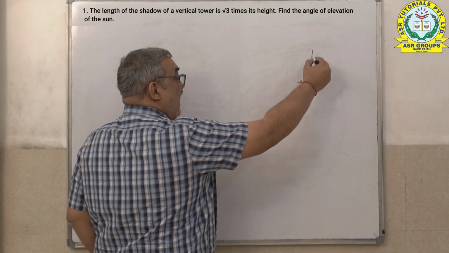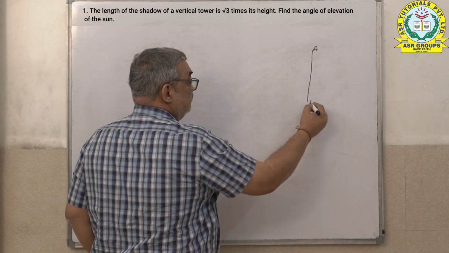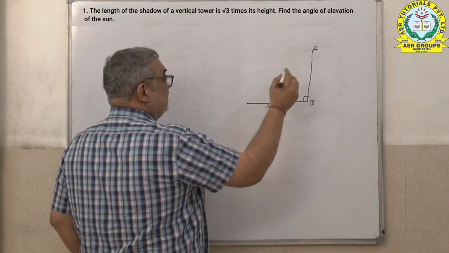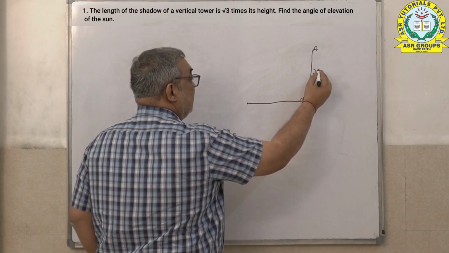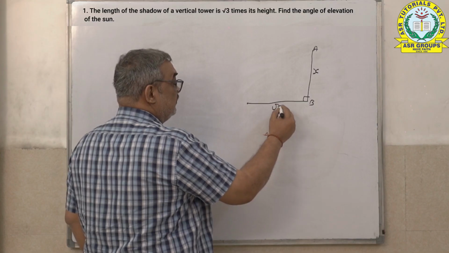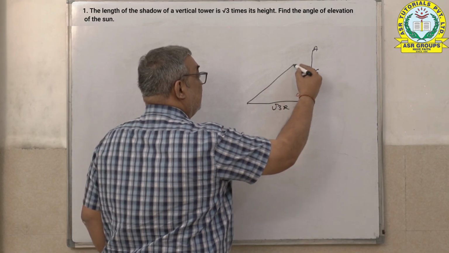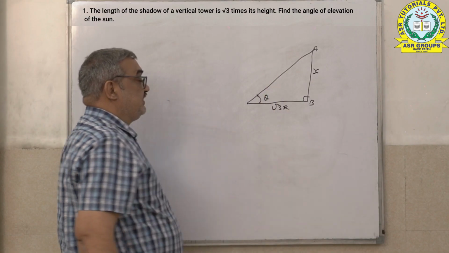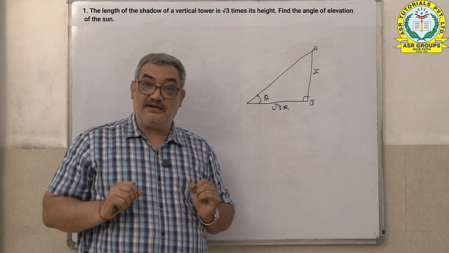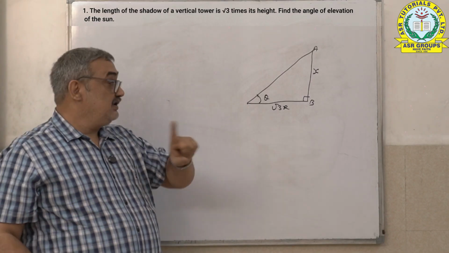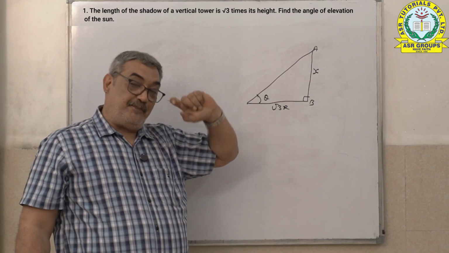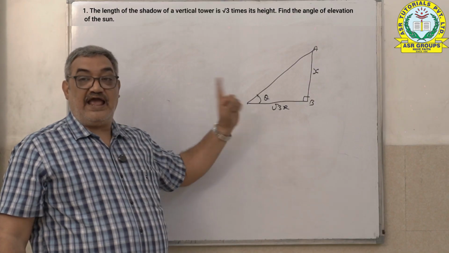The first sum. This is a tower. A point C. The height of the tower is given as x and the distance of the point from the tower is root 3 x. Find the angle of elevation. Now, what should I take? Sine, cos, tan? Oh my God. The angle is given. You know the perpendicular or opposite side, base or adjacent side.